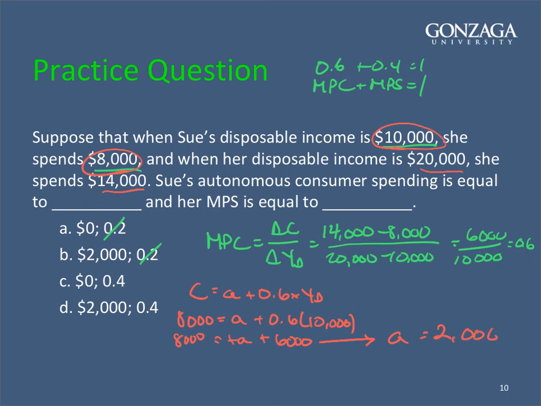So we can go over here to D and answer this. Now, you could also be very quick, and this would be fine to do. You know autonomous consumption is not 0. Again, that's sort of a trick where they want you to fall into that trap. It's going to be 2,000, because we know the slope is, by definition, always going to be positive when we look at the consumption function. So that's how you would solve it.